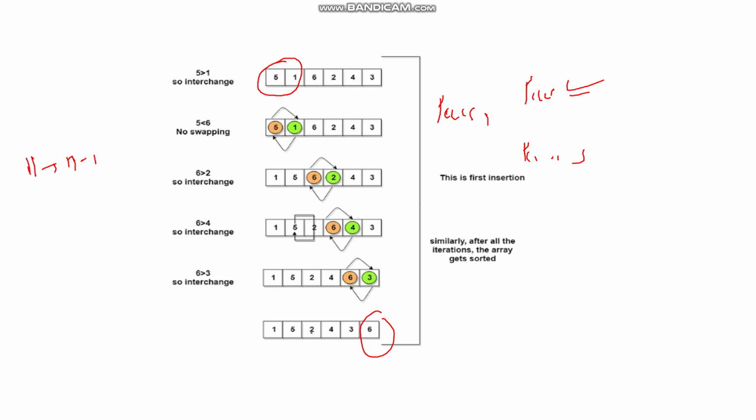Okay. Here, in each and every pass, how many steps are there? The number of steps: the first pass contains n minus 1 steps, the second pass contains n minus 2 steps. Okay, see this one here.